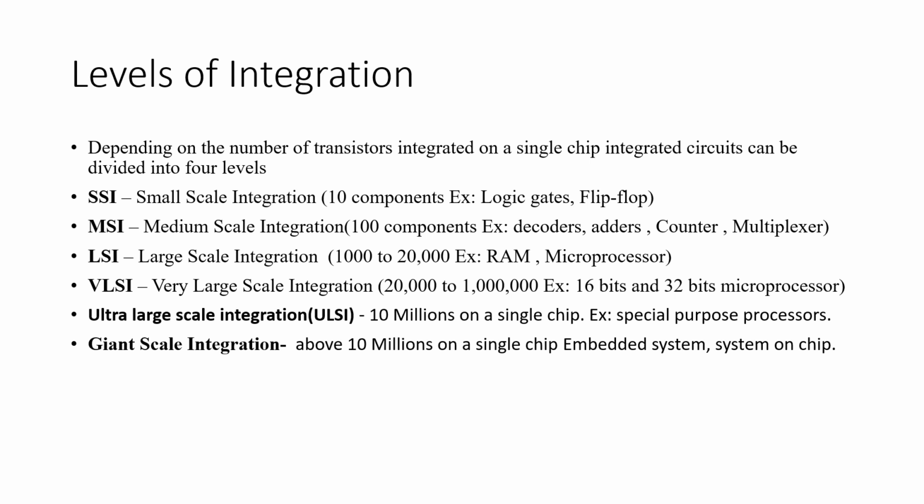Very large scale integration, around 1 million transistors, which includes high density processors like 16-bit and 32-bit microprocessors. Ultra large scale integration, more than 10 million transistors onto a single chip, which can be used for special purpose processors. And giant scale integration is about 10 million transistors on a single chip. Examples include embedded systems or system on chip.